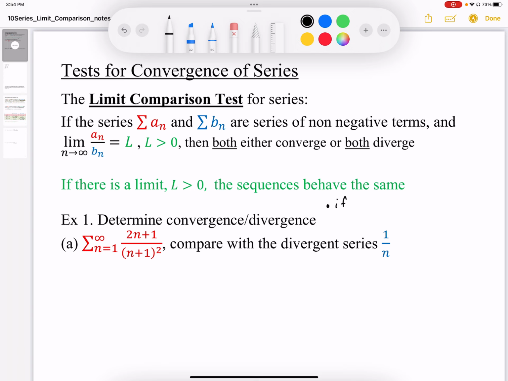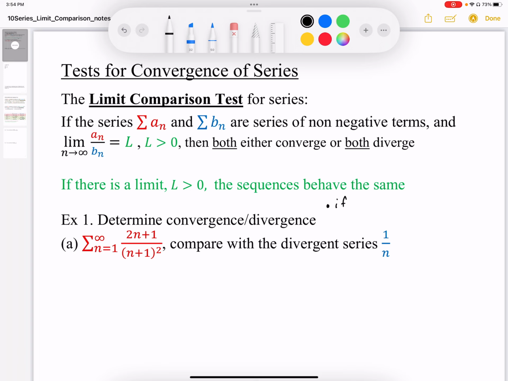If they behave in the same way, if one converges, the other converges. If one diverges, the other must also diverge because of the similarity of how they behave. We come to this conclusion of similarity because if the ratio comes to a limit, we know that those two terms must be similar to each other.